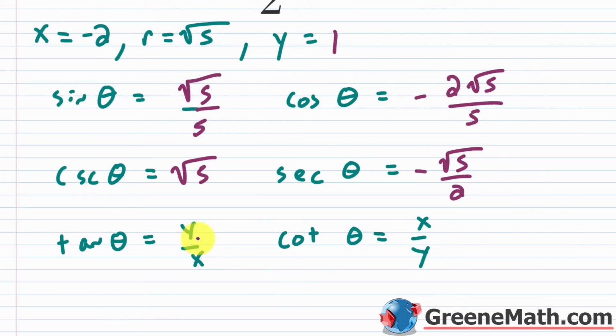And then coming down here, for y, you're going to plug in a 1. And then for x, you're going to plug in a negative 2. So let's just say this is negative 1/2. Again, the cotangent of theta, you just flip this guy. So the reciprocal of negative 1/2 is going to be negative 2.